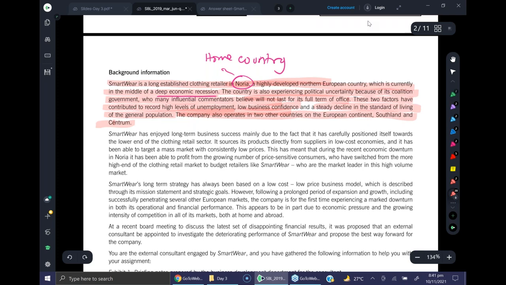Okay, guys, I told you in the very first session also that I'm highlighting the entire paragraph only to indicate where exactly I'm reading from. You don't have to underline everything in the exam, only the relevant information. So I have some relevant information here: high level of unemployment, low business confidence, and yes, a steady decline in the standard of living. Can I also assume that the disposable incomes must be falling, which leads to a decline in the standard of living, right?